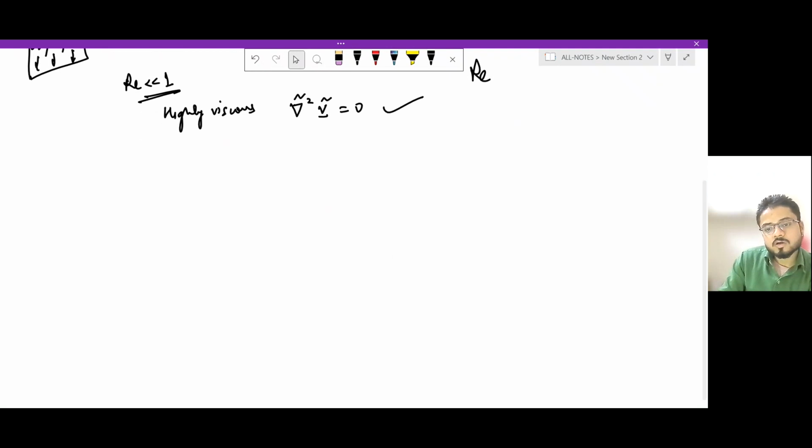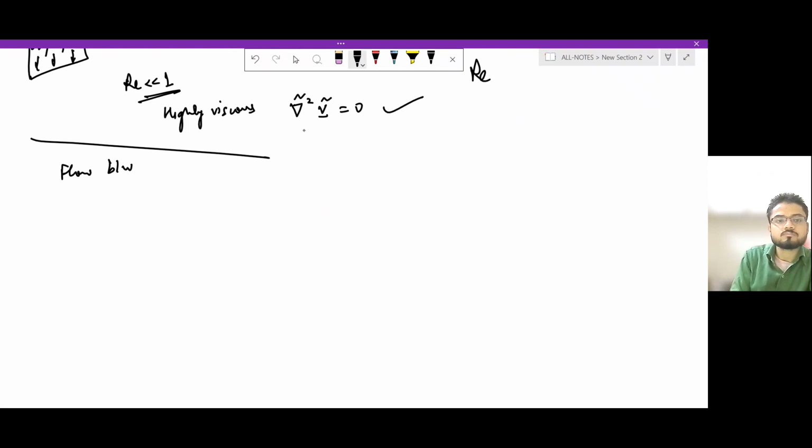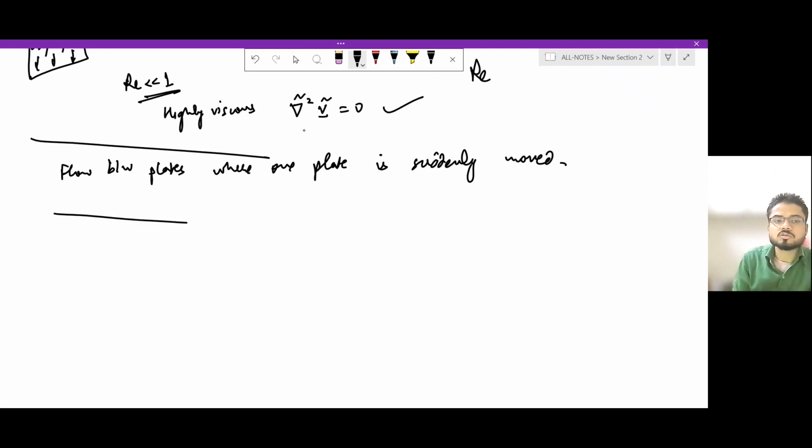All right, now that this part is covered, we are ready to go to another really interesting application of viscosity, and this is flow between plates where one plate is suddenly moved. So let's form a physical intuition of the problem.